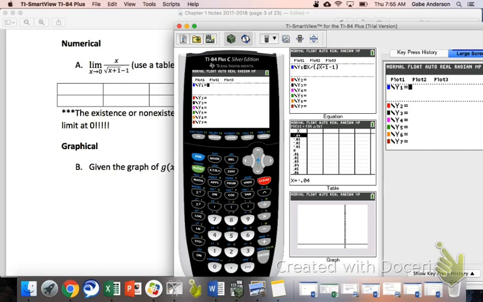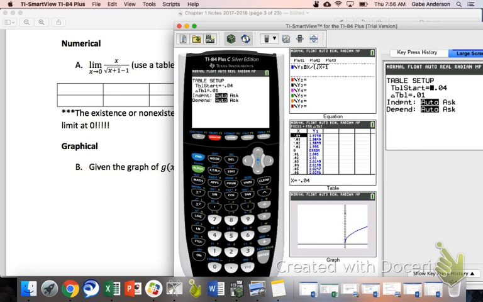I'll show you hopefully a couple of useful tricks here throughout the year with calculators. So we're just going to go x over, and you've got to put parentheses in there, square root of x plus 1, minus 1. And there's the function I'm supposed to be evaluating. And so I'm going to look at a table. One of the ways we can do this is we're going to go second, table set, right there.